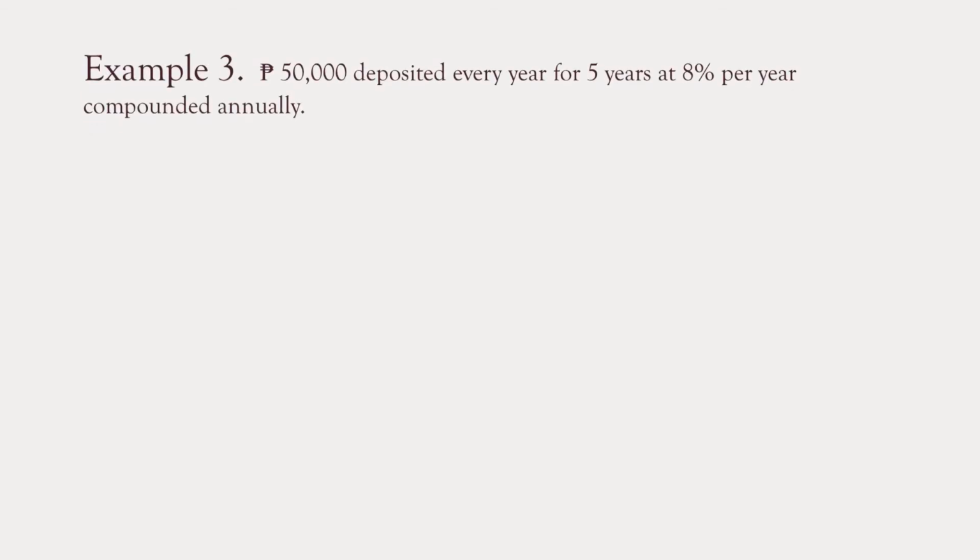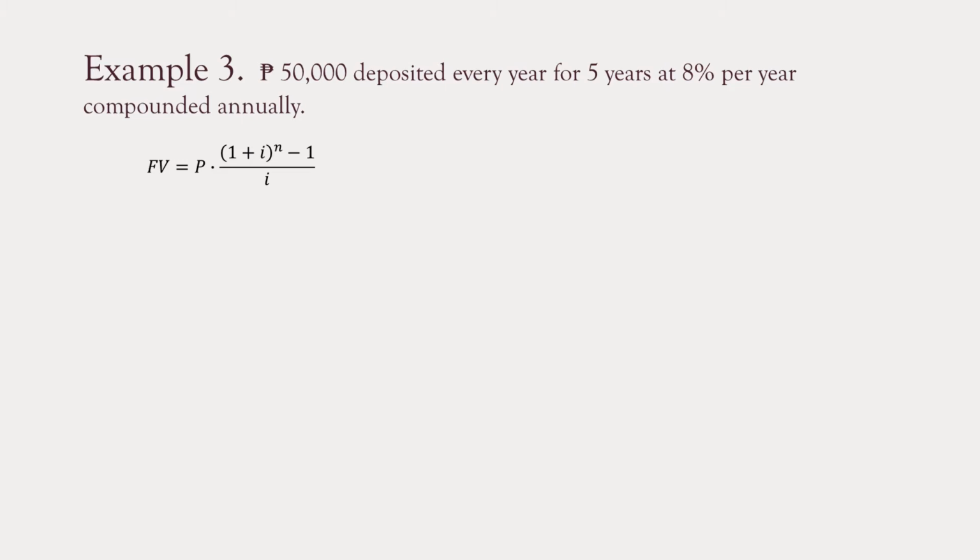So let us solve the given example number 3 using the formula. The formula of future value equals the periodic payment times 1 plus I raised to N minus 1 all over I. Kasi kanina, sa pinakita, ang proseso ay gamit lang ang time diagram. This time, gamitan natin ng formula.